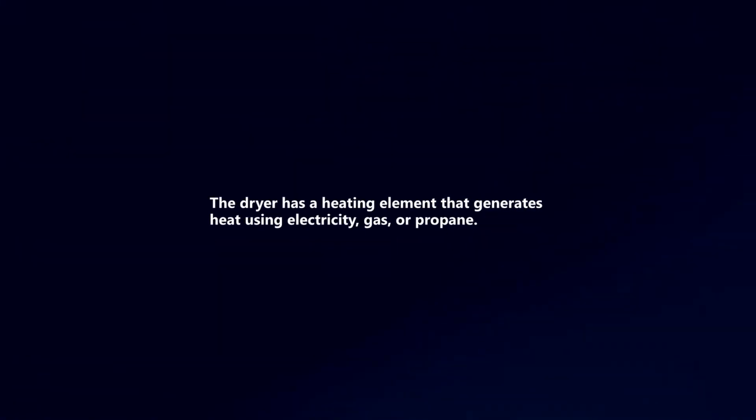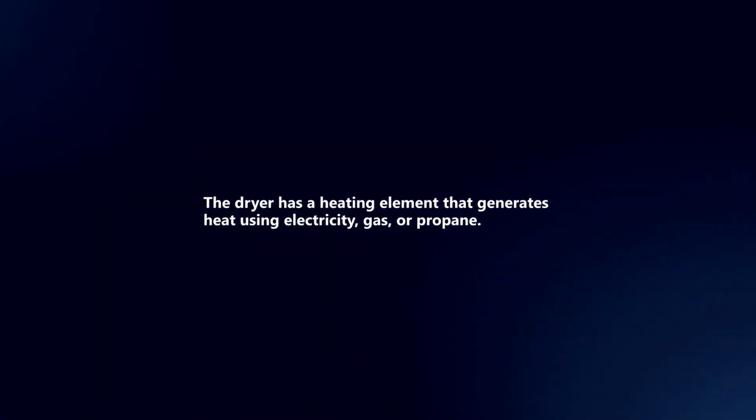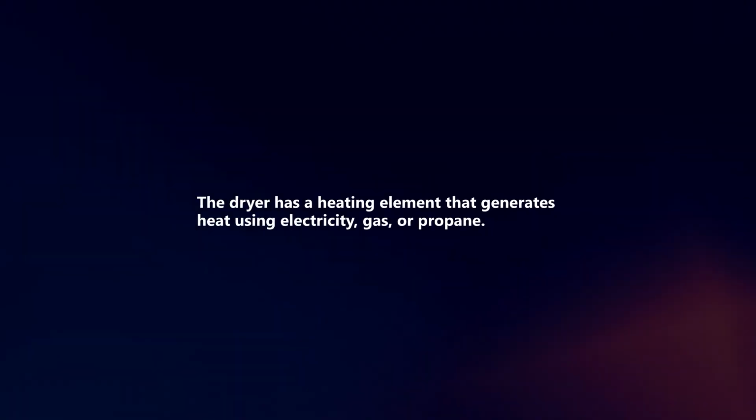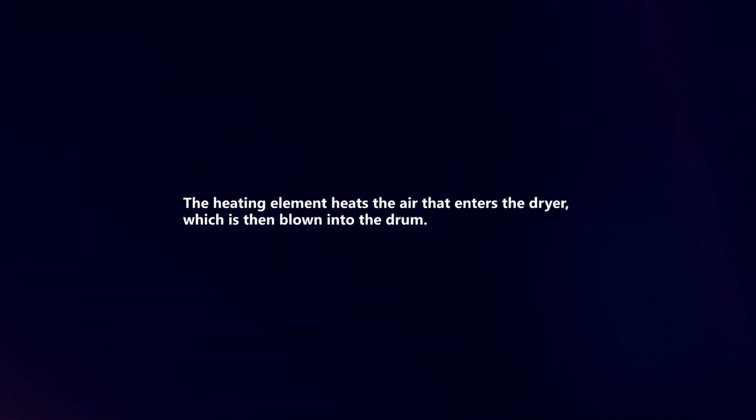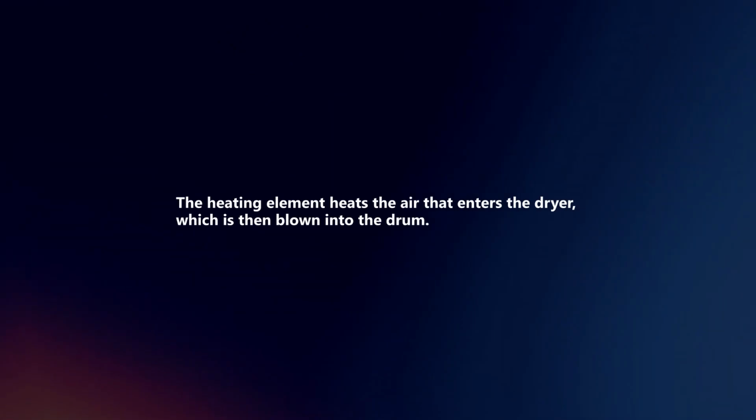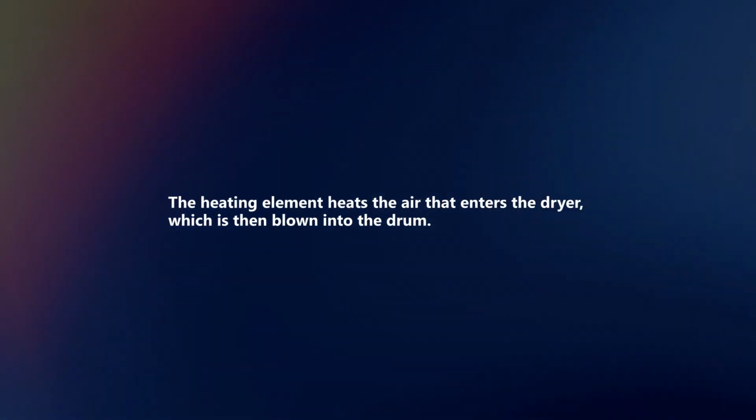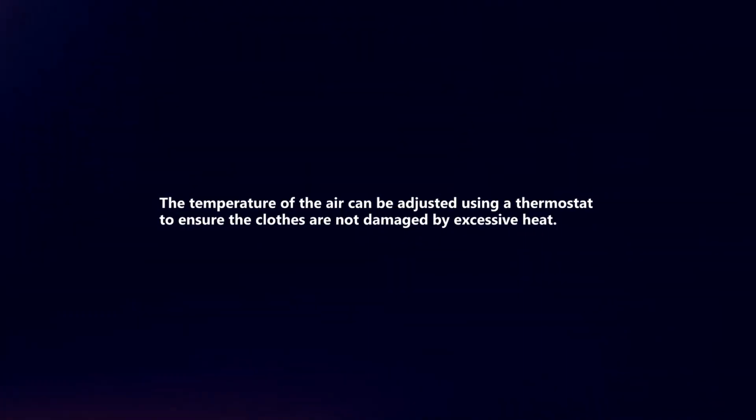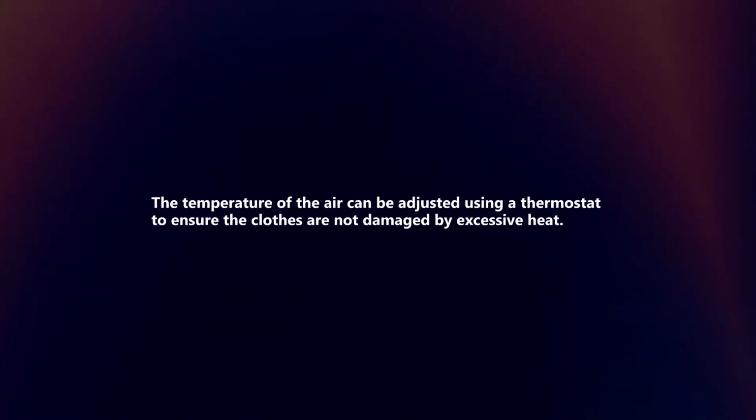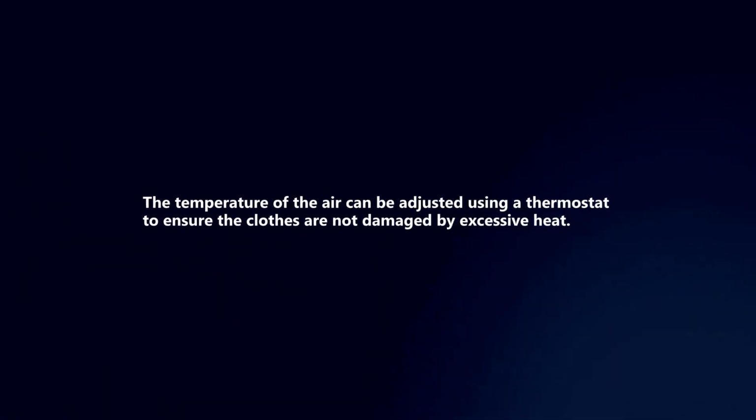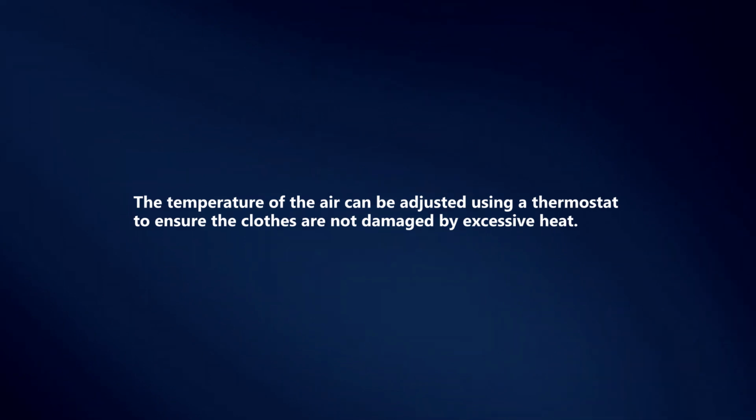The dryer has a heating element that generates heat using electricity, gas, or propane. The heating element heats the air that enters the dryer, which is then blown into the drum. The temperature of the air can be adjusted using a thermostat to ensure the clothes are not damaged by excessive heat.